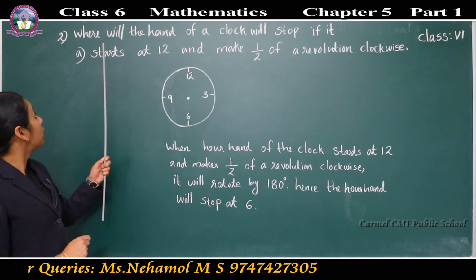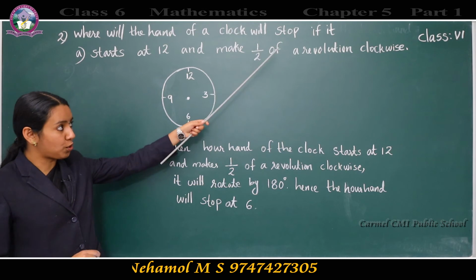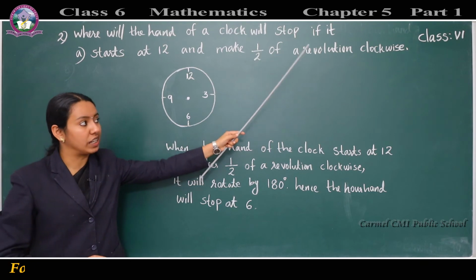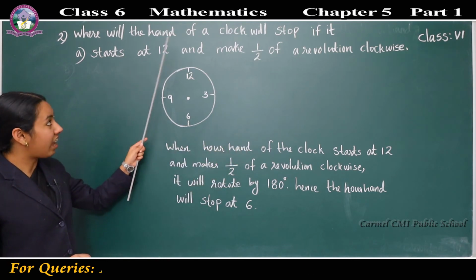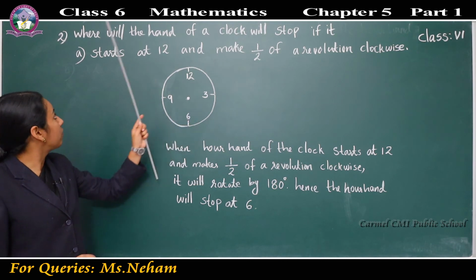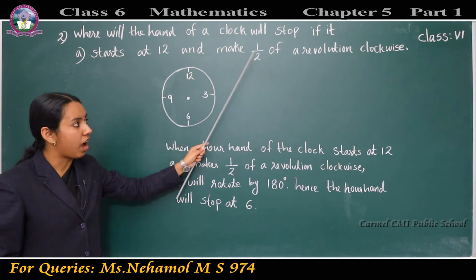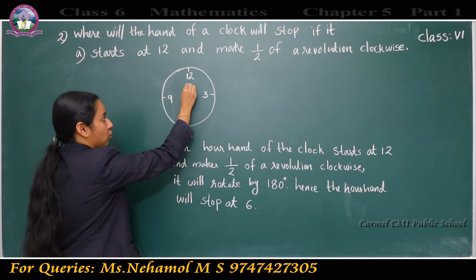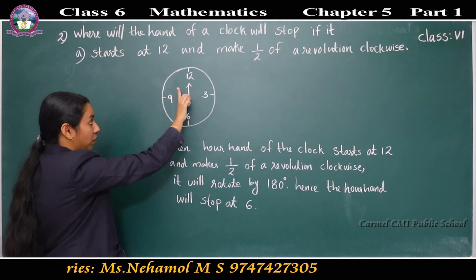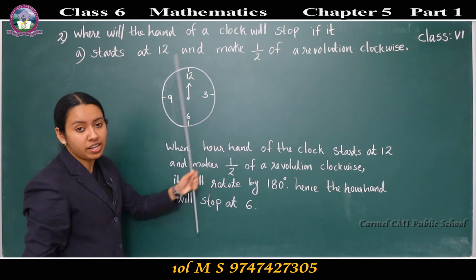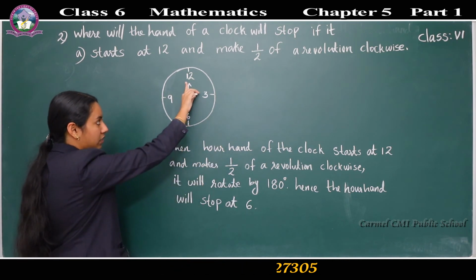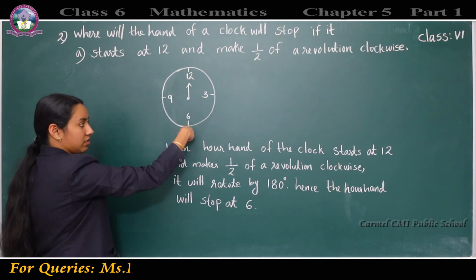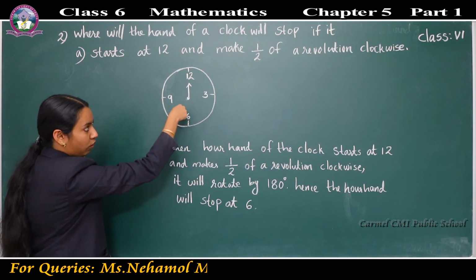Next question. Where will the hand of a clock stop if it starts at 12 and makes half of a revolution clockwise? The hand of a clock starts at 12 and moves in the clockwise direction. Make half of a revolution clockwise. That means it will turn this way. Opposite of clockwise is anti-clockwise, and it is this way. This is anti-clockwise and this is clockwise direction.